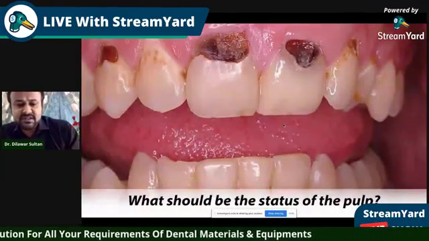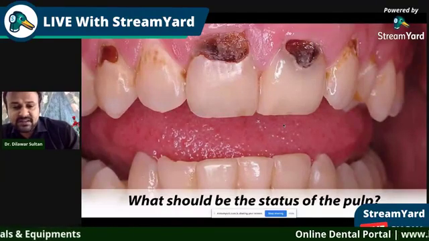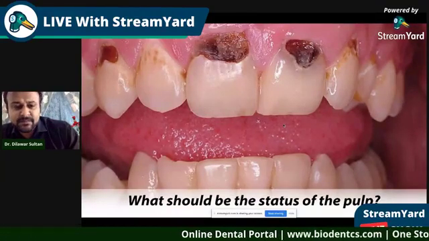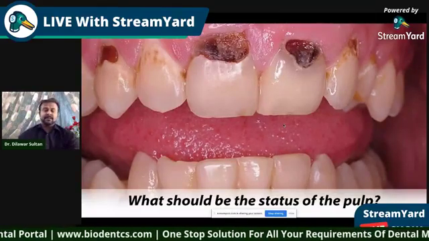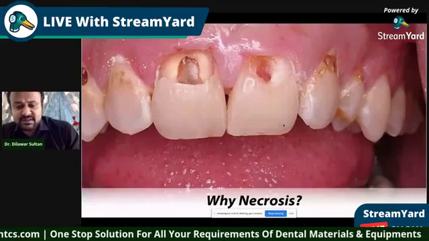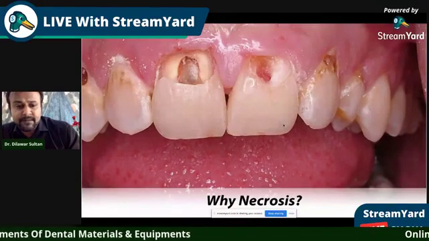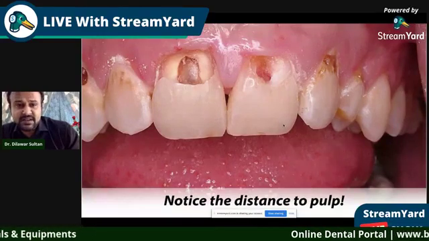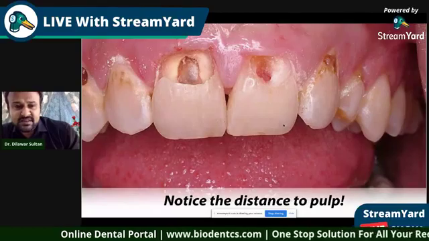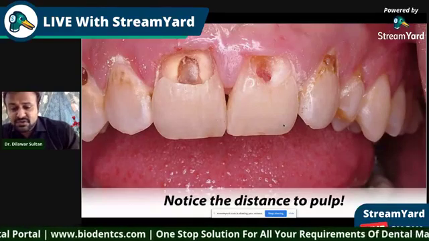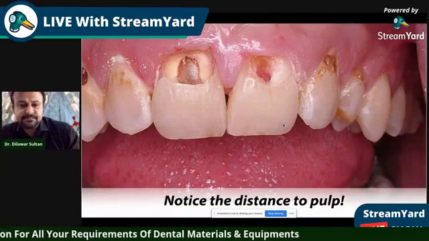As you see in the picture, what should be the status of the pulp? Is it vital, non-vital? What can you say? If I say necrosis, then why necrosis? Notice the distance of the pulp. In the coronal area, the enamel is thinner, the dentine is thinner, the pulp is closer, so the distance is lesser. There are more chances for necrosis in such zones.